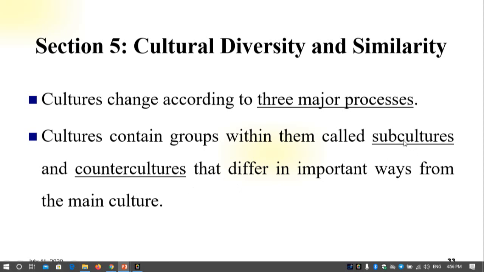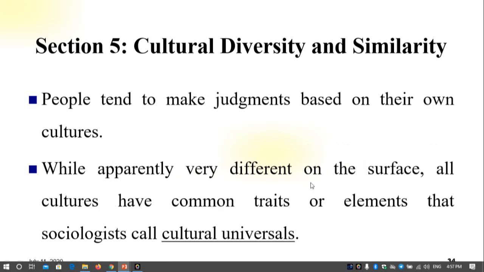Subculture is a group that is part of the dominant culture but differs from it in some important respects. And counterculture is a subculture deliberately and consciously opposed to certain central beliefs or attitudes of the dominant culture. Dominant culture means controlling culture. So now please move to one more slide.